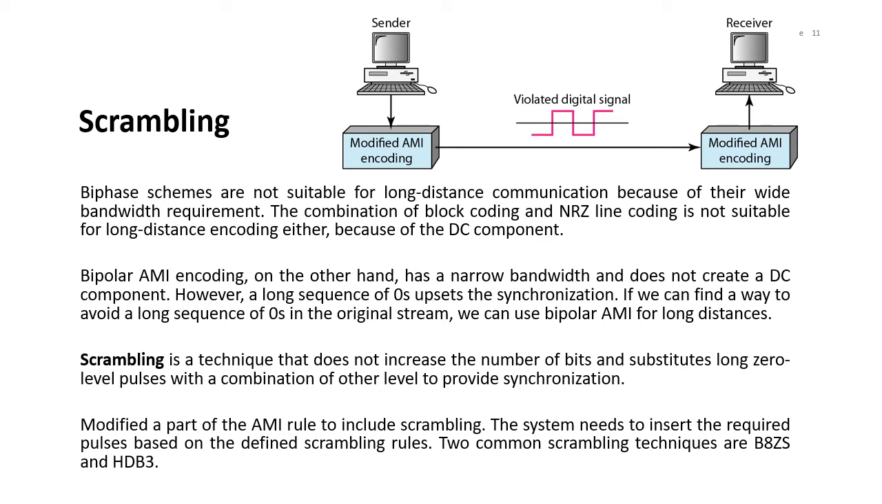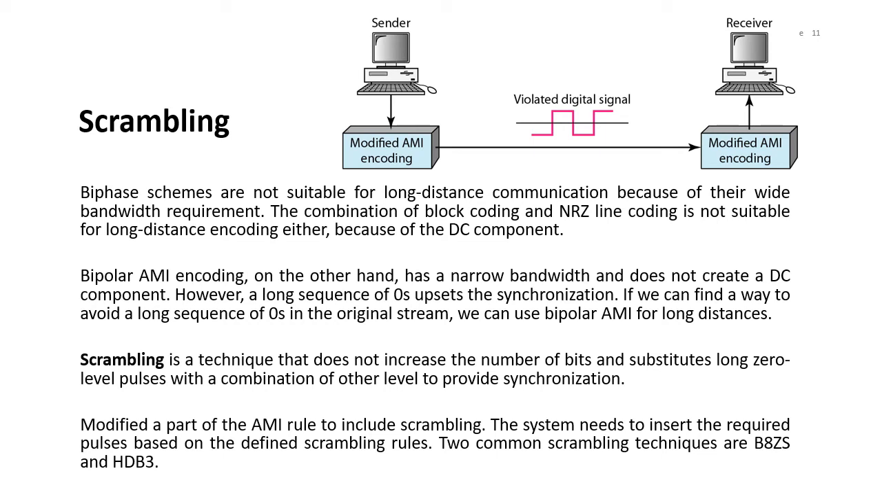But bipolar AMI encoding, on the other hand, has a narrow bandwidth and does not create a DC component. However, in bipolar AMI, a long sequence of zeros will upset the synchronization. So if we can find a way to avoid a long sequence of zeros in the original stream, we can use bipolar AMI for long distances. So in a way, we are looking for a technique that does not increase the number of bits and at the same time provides synchronization.